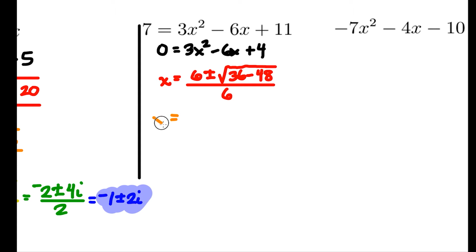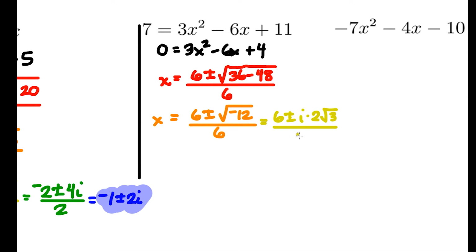Then we're going to simplify that radical. So it's going to be 6 plus or minus the square root of negative 12, all divided by 6. From here, I'm going to simplify this radical. So it's going to be 6 plus or minus i times 2 root 3, all divided by 6.